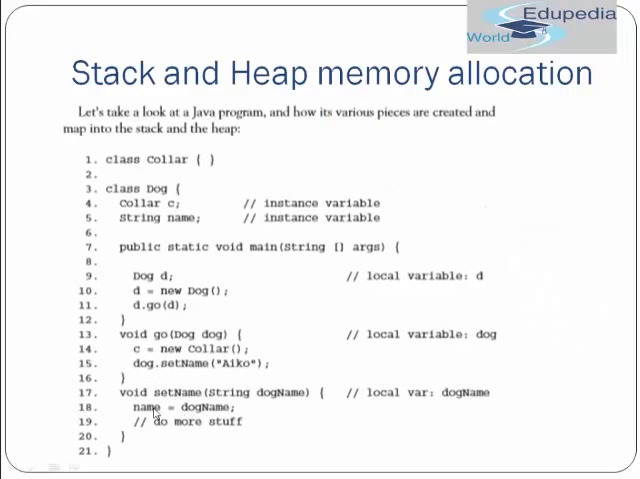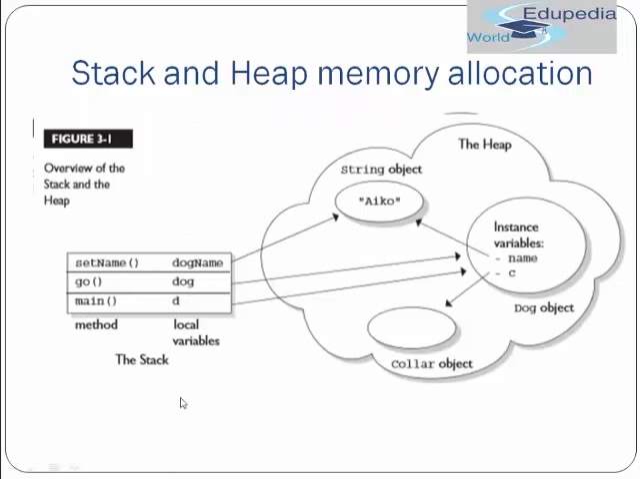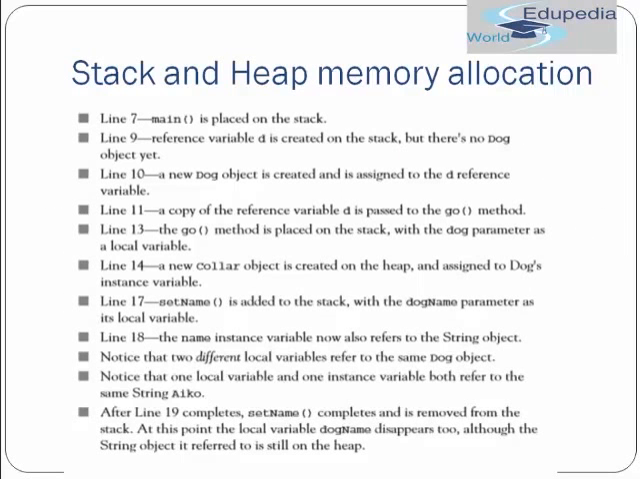Okay. Then dog name is assigned to name. Since name is an instance variable, a dog name will be created. So name is assigned to a string object which is ICO, because dog name is having ICO and dog name is also pointing to ICO. Fine. So this is how the memory allocation is done.